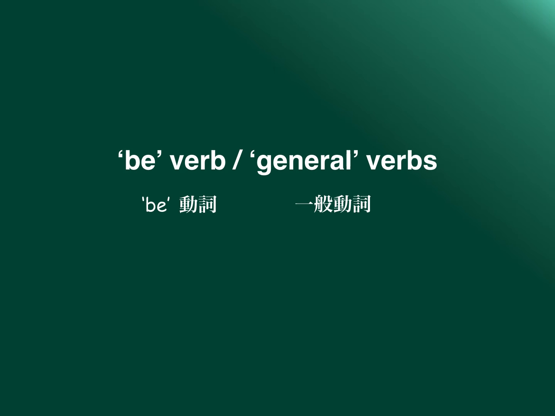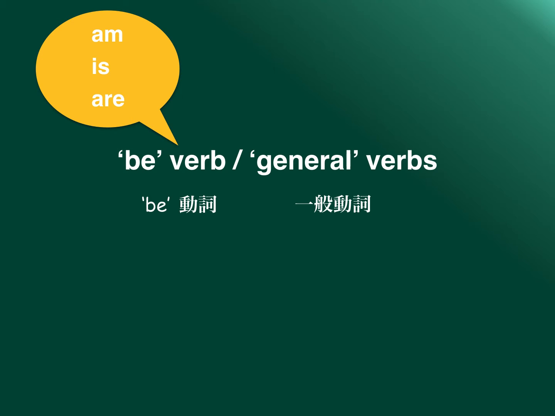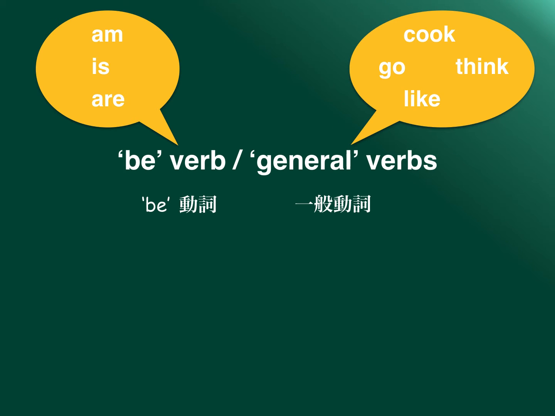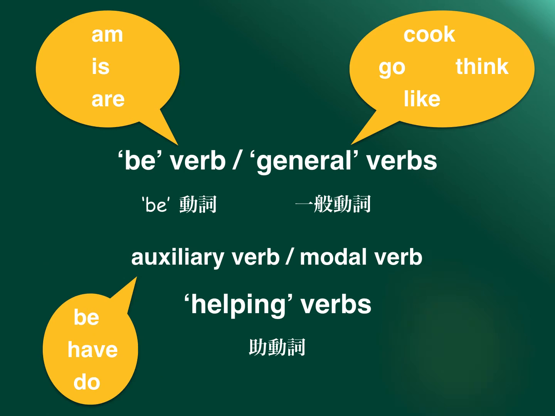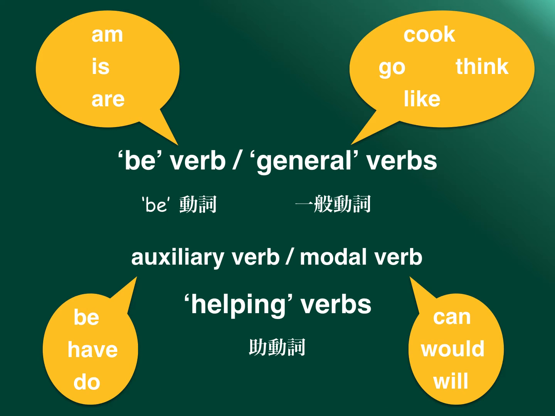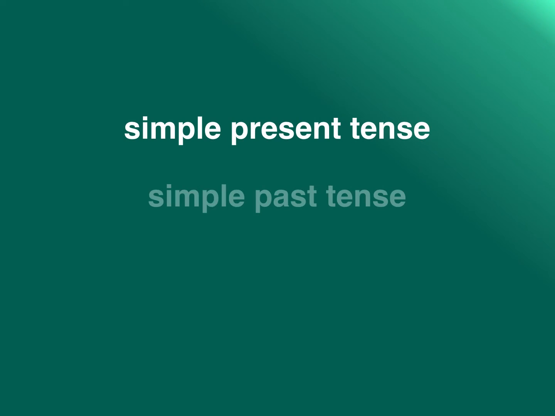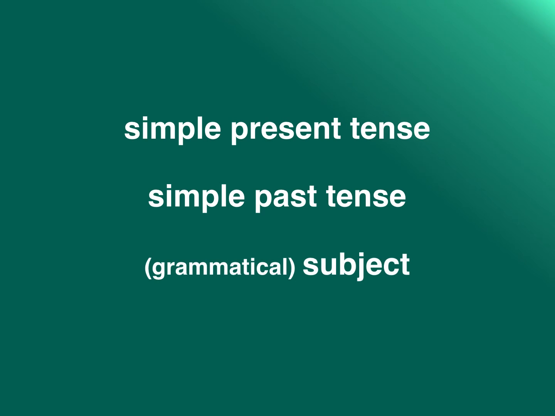Also, in this lesson, we need to be careful to contrast the be verb, I am, you are, he is, they are, and general verbs, such as go and think. Next, we have the helping verbs, like do and will. Check these words if you need to. One more thing. Please be sure you understand these expressions before you continue. Pause if you need to.